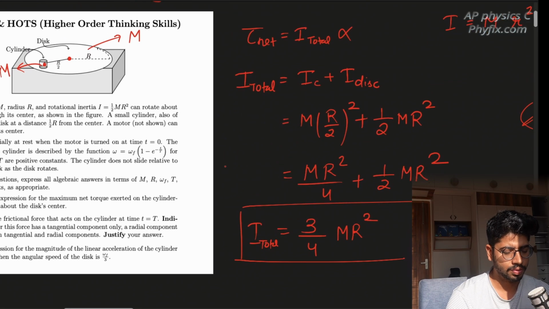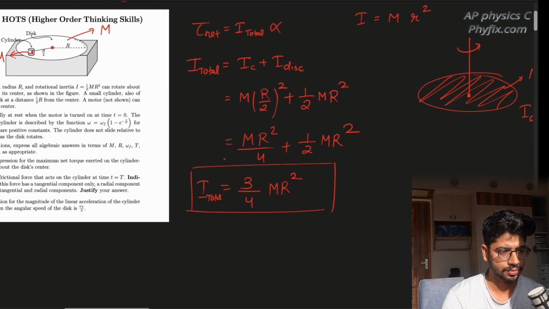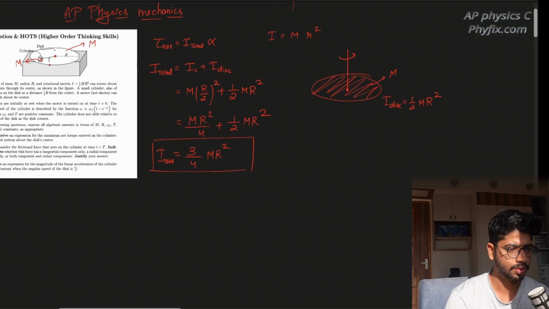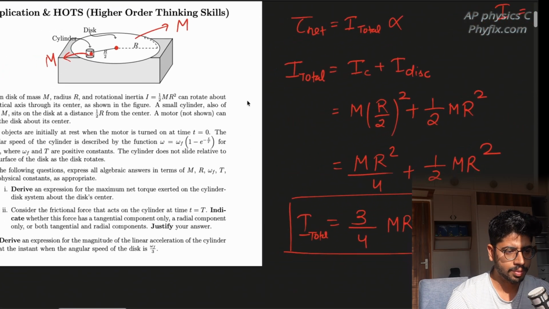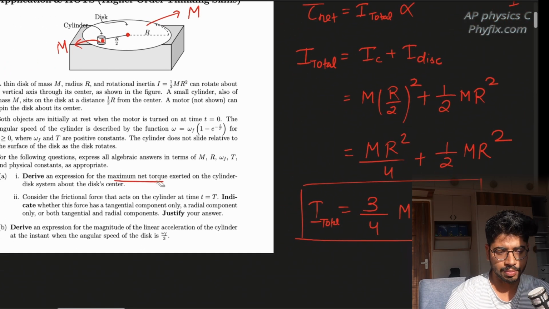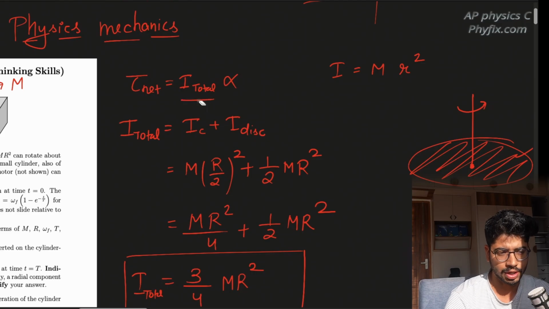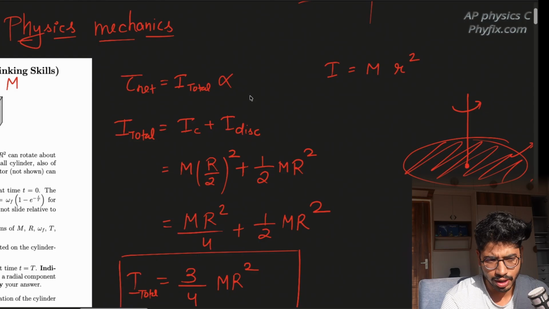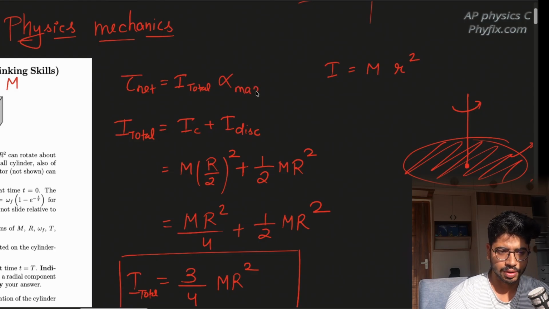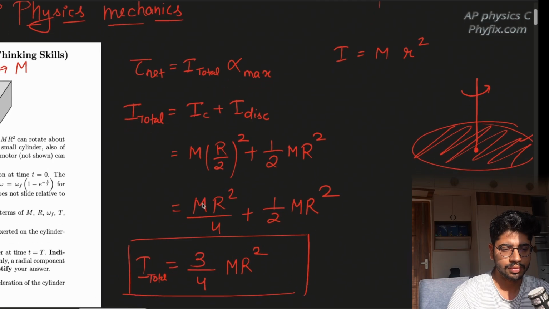Then, if you want to note down, you can note it down. My next challenge is to find out the alpha. Because they are asking in the question for the maximum torque, and the moment of inertia is already calculated, to find the maximum torque I have to find the maximum alpha. So this is the maximum net torque. To find it out, I have to find the maximum angular acceleration.